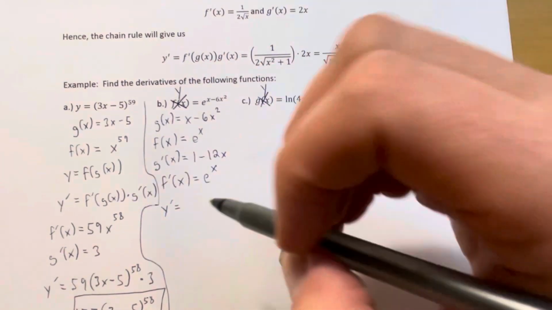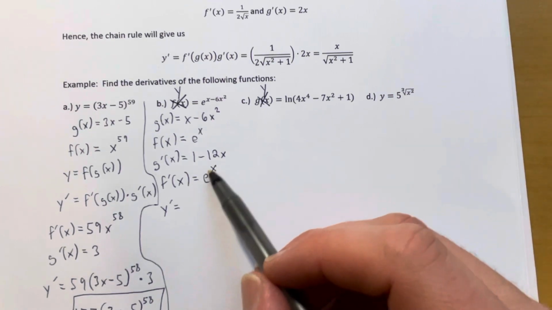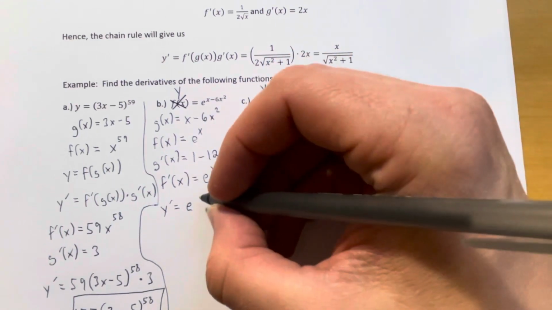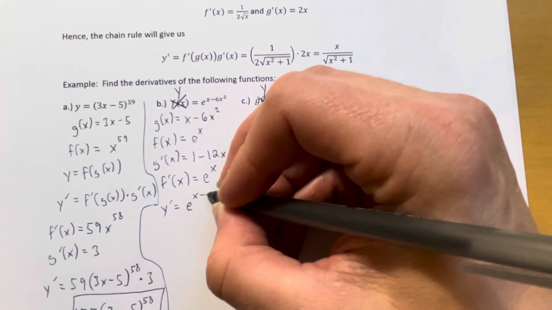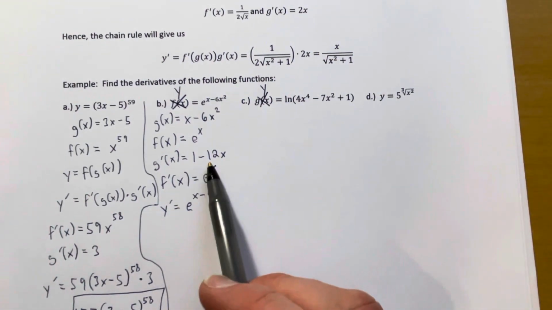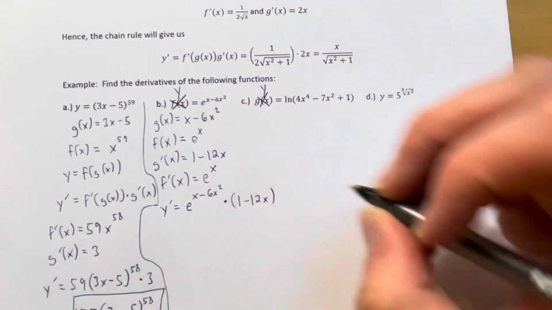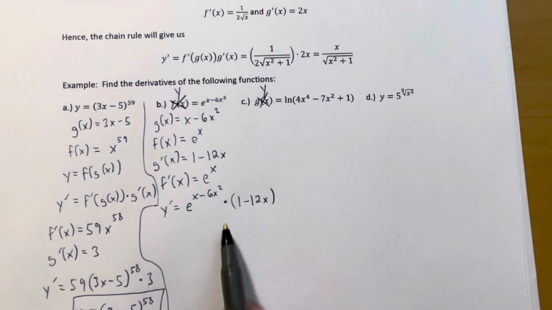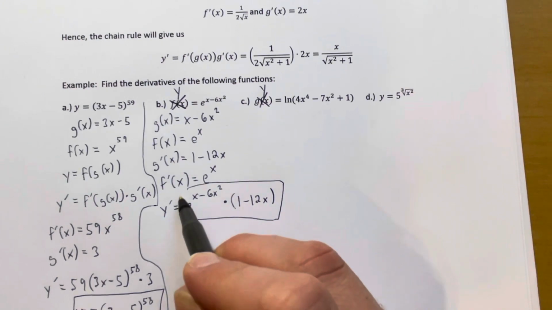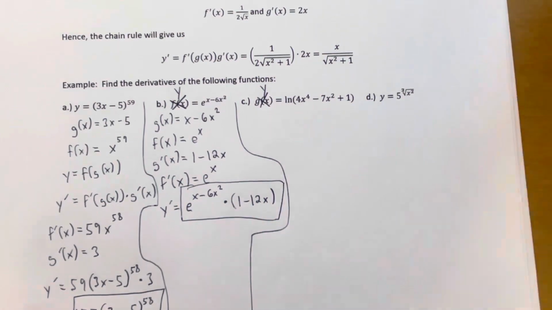So just using this as a guide, f prime of g of x. I write f prime, which is e to the x, but in place of the x, I'm plugging g into it. So I'm going to get something that looks exactly like my original function, e to the x minus 6x squared, but then I'm multiplying that by g prime. So that's 1 minus 12x. And this is fine to leave this way. I wouldn't multiply that exponential function in, because then I would consider that less simplified, honestly. So I think that looks fine.